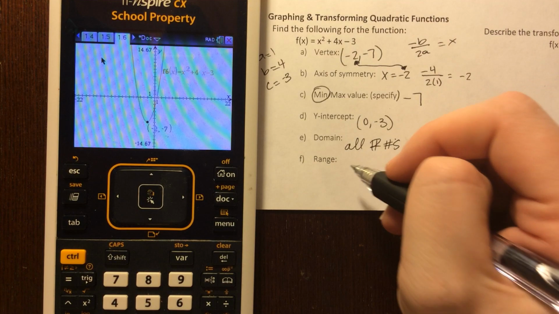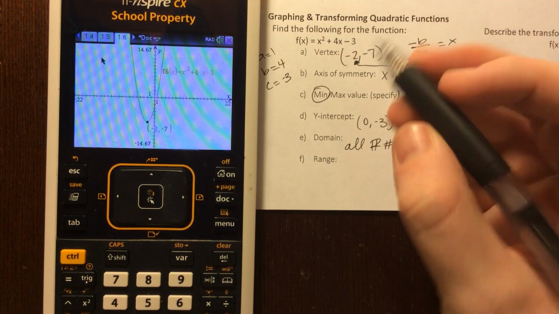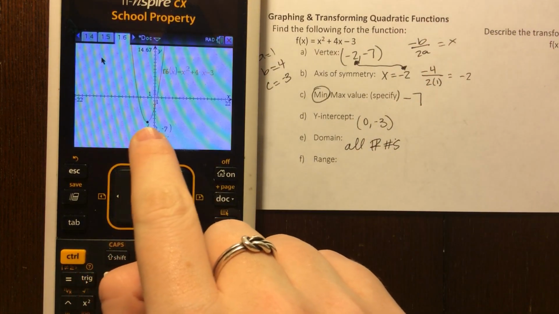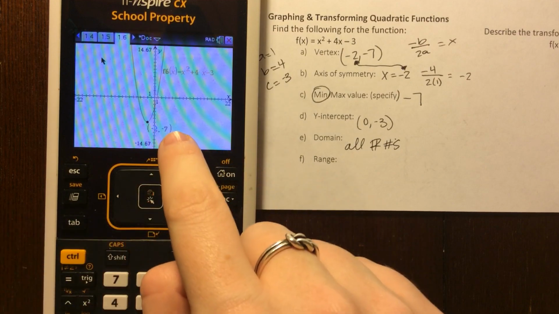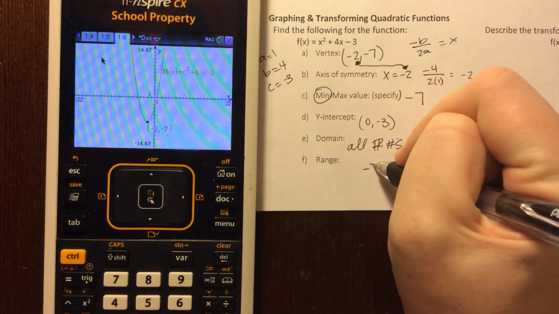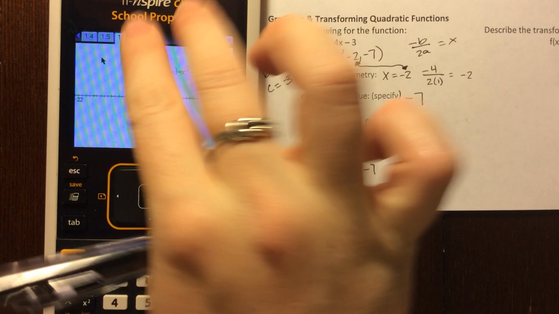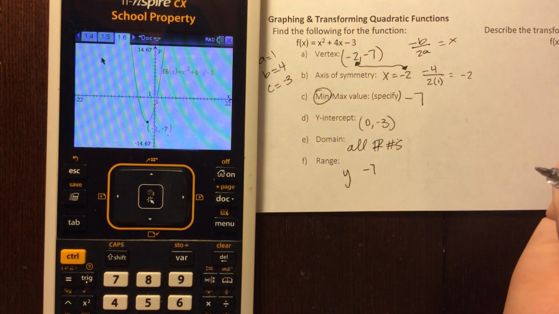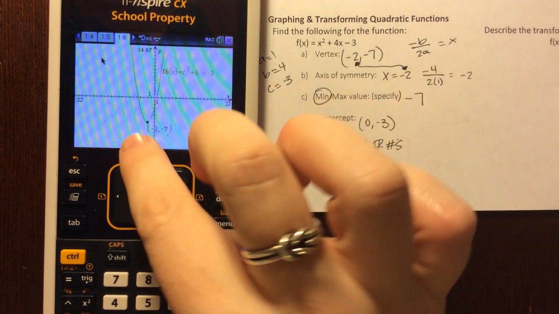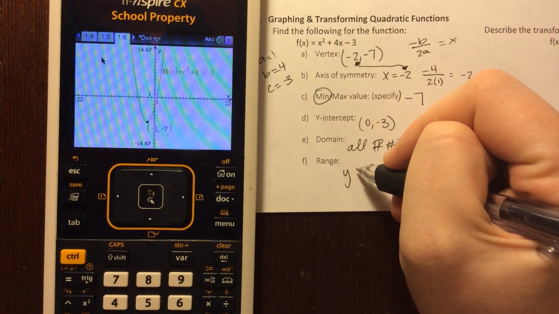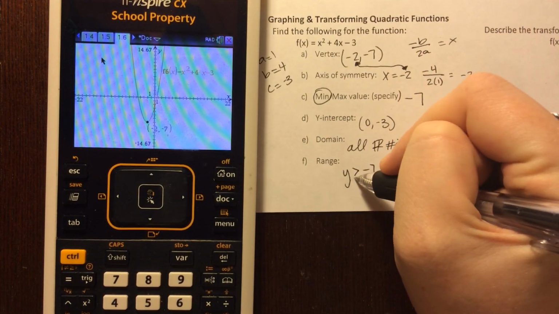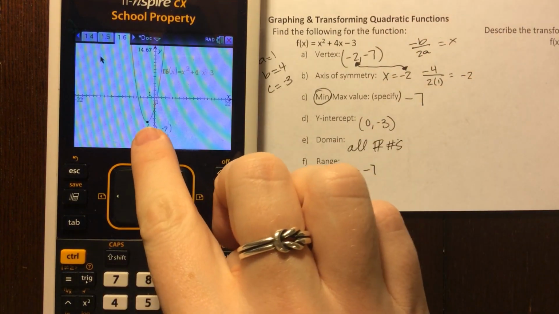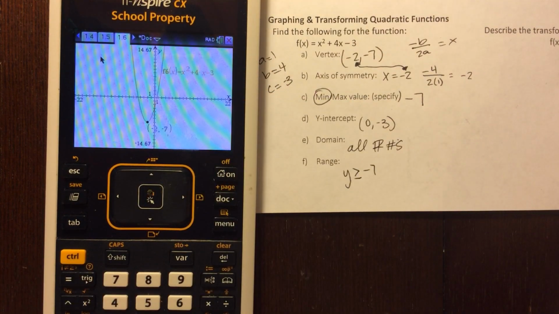And then the range is how low or how high that graph goes. Since the range is the y values, our lowest y point is at negative 7. Okay, and our parabola goes up. So does y need to be bigger than or less than negative 7? Since the parabola goes up, all our y's need to be greater than negative 7. They can equal negative 7 because we have a point there, and then they get bigger.